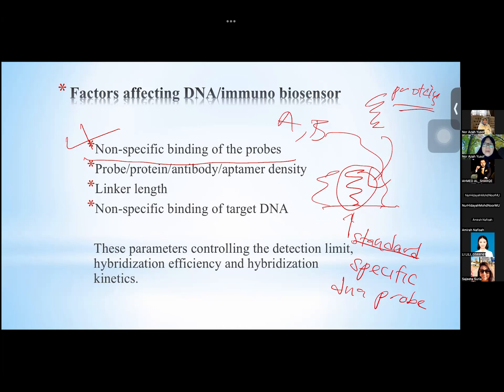So there are ways to mitigate this issue, which means that you cannot resolve it 100%. There are ways to reduce the effect of this non-specific binding. That is number one. Number two, even though I didn't mention it last week, what do you understand about the density of these biomolecules?